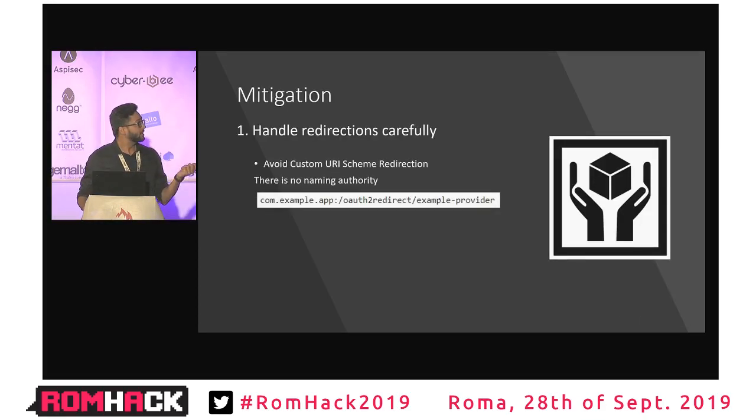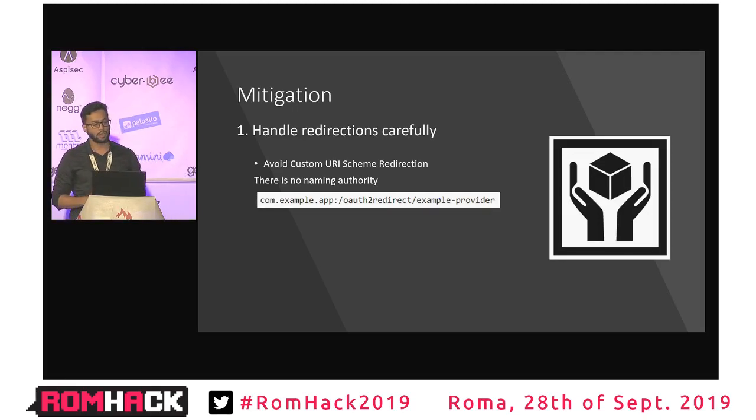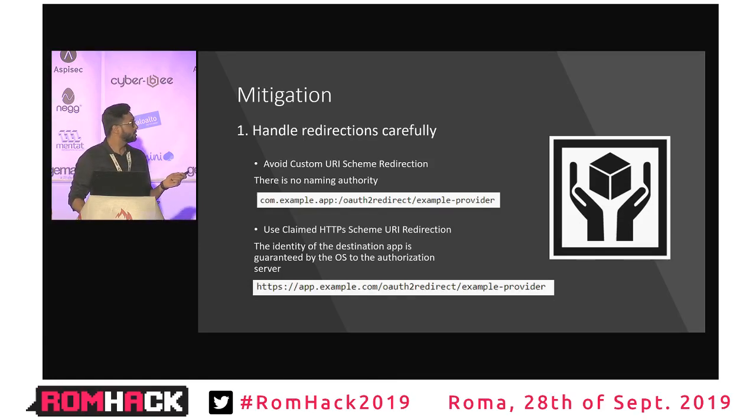So in order to mitigate this sort of attack, you should avoid using custom URI scheme redirection. As we've already seen, the custom URI scheme looks something like this, where the application package name is the URI scheme. Instead, we should fall back on something known as claimed HTTPS scheme URI redirection. So here the scheme remains the same, HTTPS, followed by the FQDN of the application.